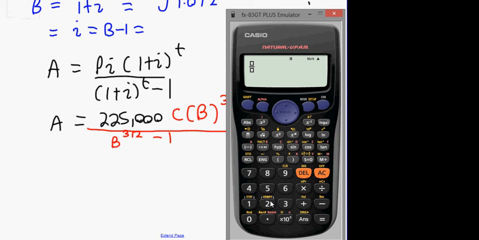Press the fraction button, 225,000 into C, and then bracket B, and B is to the power 312, all over B to the power 312, and then you take away your 1, and what you get is 1,563.93.